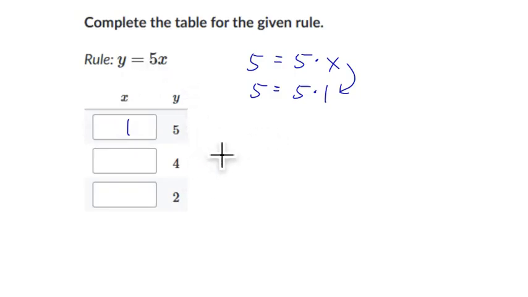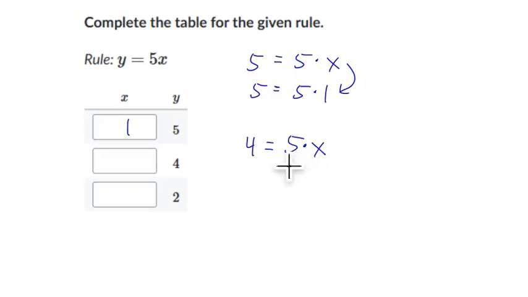So here we have our y is equal to 4. That's equal to 5 times some number x. As we think through that, well, 5 times 1 is 5, 5 times 2 is 10. There isn't a whole number we can multiply 5 by to get 4. Well, this 5x means 5 times x. And we're going to work backwards to figure out what x is.